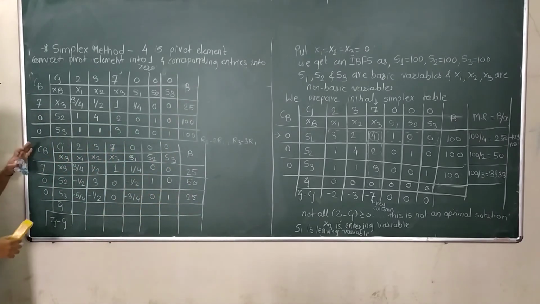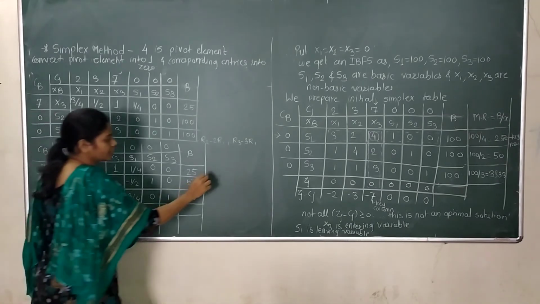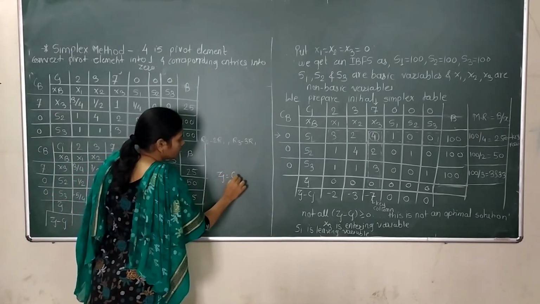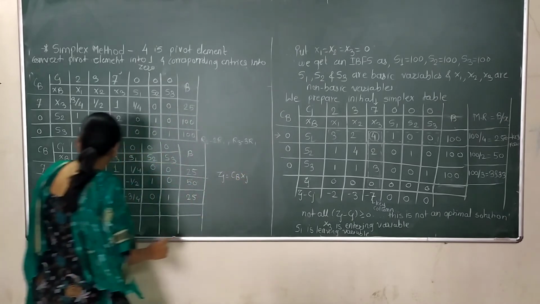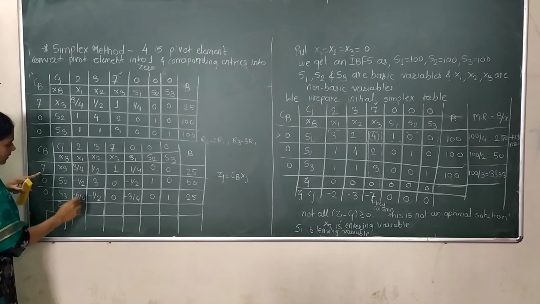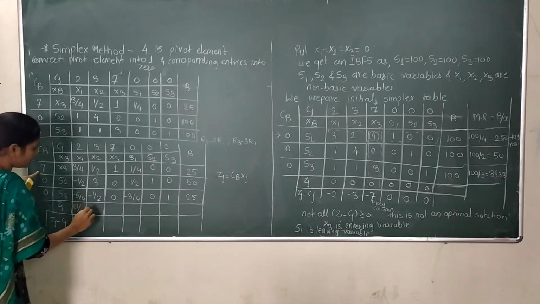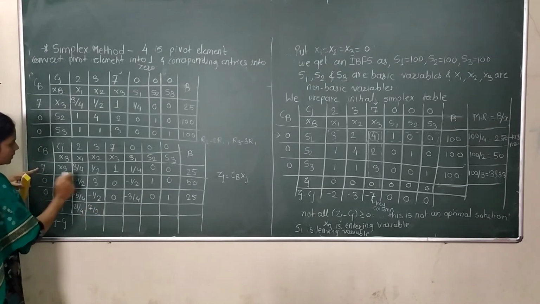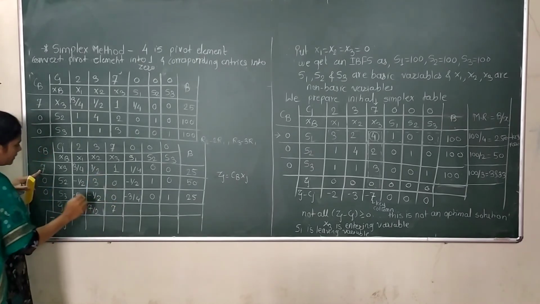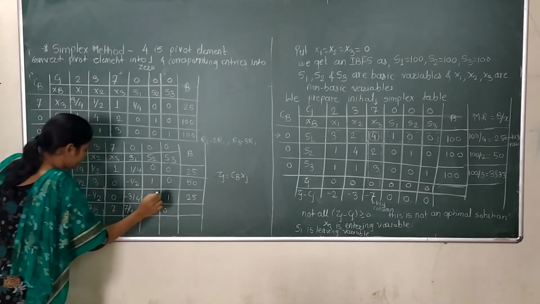Now here again what we have to do is find all the values of Zj by using the same formula. Zj is equal to Cb into Hj. Here Cb is 7, so 7 into 3 by 4 is equal to 21 by 4. 7 into 1 by 2, it is 7 by 2. Here 7 into 1, 7. Here it is 7 by 4. Here 0. Here it is 0.